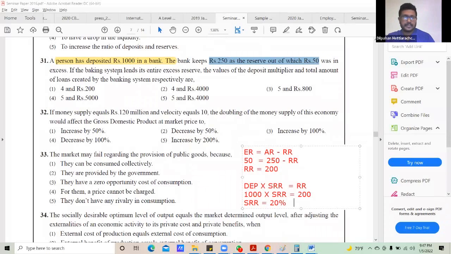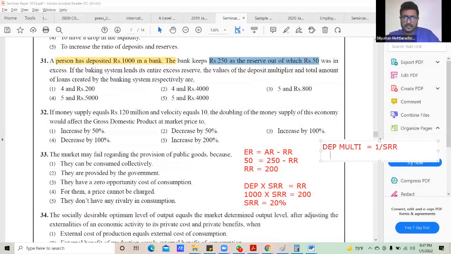Okay, right. So they don't ask about the SRR. They ask about the deposit multiplier, right? So what's the deposit multiplier equation? Deposit multiplier equals 1 divided by SRR. 1 divided by 20%. Answer is 5.